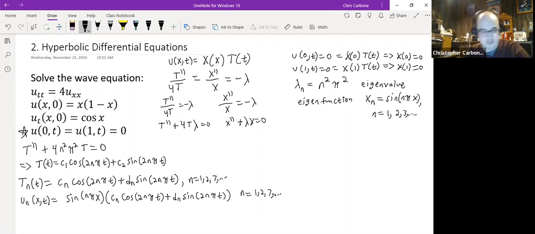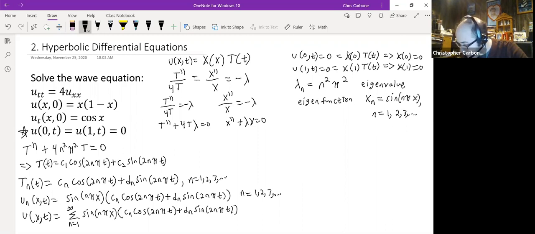So our general solution then, u of x comma t, we could write this as the sum from n equal to 1 to infinity of sine of n times pi times x times c sub n times cosine of 2n pi t plus d sub n times sine of 2n pi t.